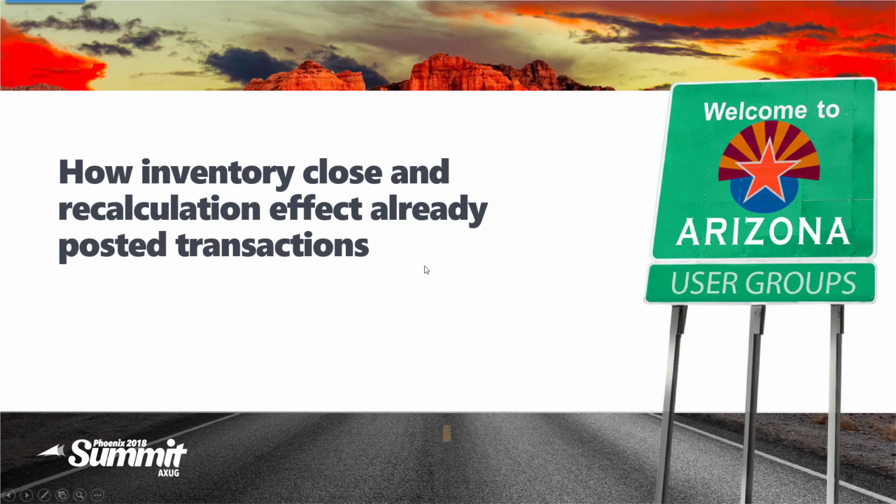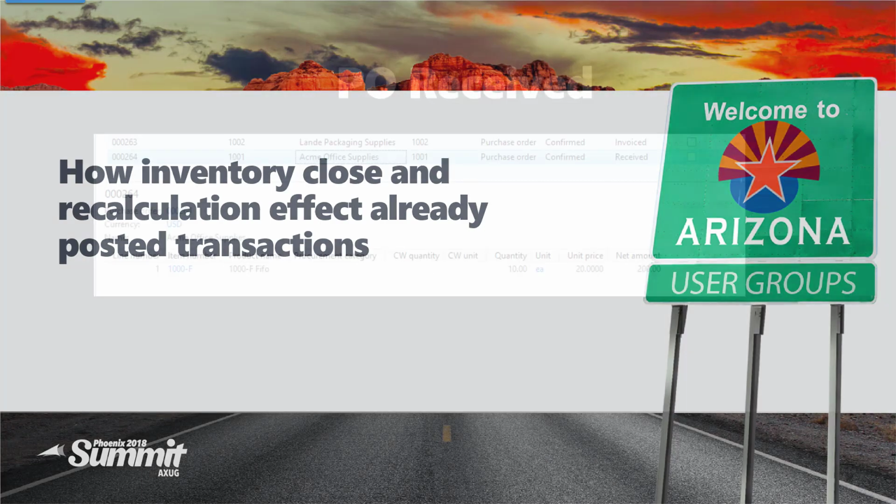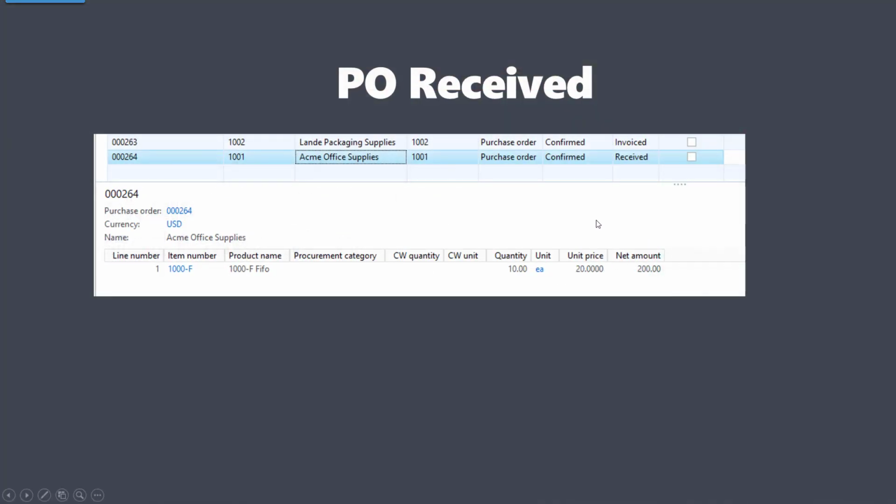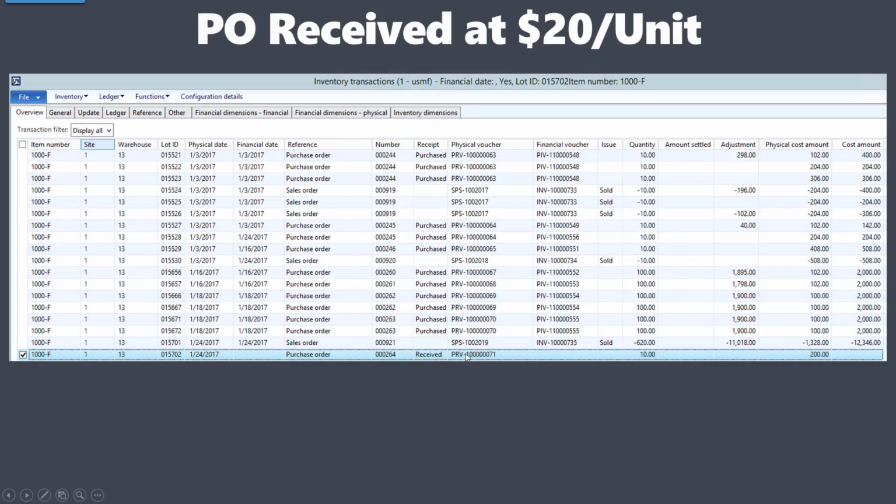Okay, so really, I want to talk about inventory close and recalculation and how it affects things. So we're going to go more into just what I talked about. So we look at the purchase order received, and what we received is 10 at a unit price of $20. Now, keep in mind, we've just received it. We have not processed the vendor invoice. So again, you can see the receive for $20 a unit.